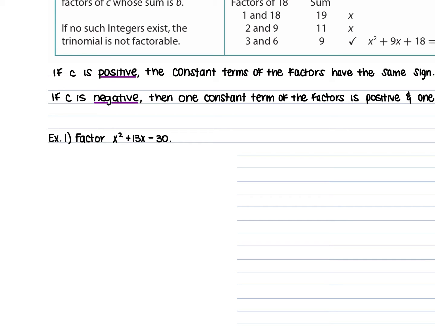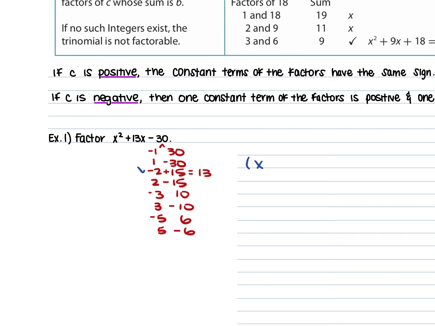13x minus 30. If we find all of the factors of negative 30, we would have negative 1 and 30, as well as positive 1 and negative 30, negative 2 and 15, positive 2 and negative 15. We also have negative 3 and 10, or positive 3 and negative 10, as well as negative 5 and 6, or positive 5 and negative 6. We want the ones that add up to be a negative 13. So the negative 2 plus 15 gives us a positive 13. So we use the negative 2 and the positive 15.